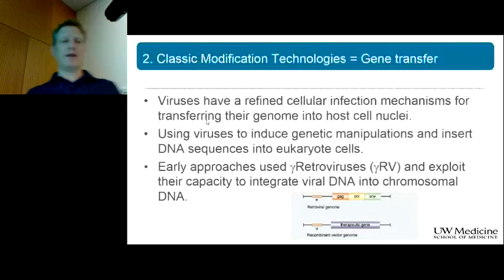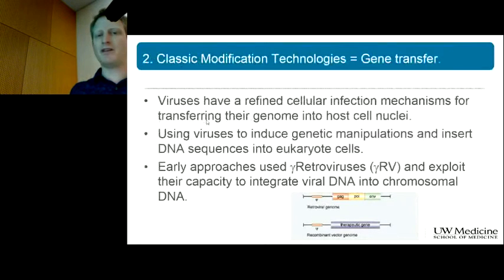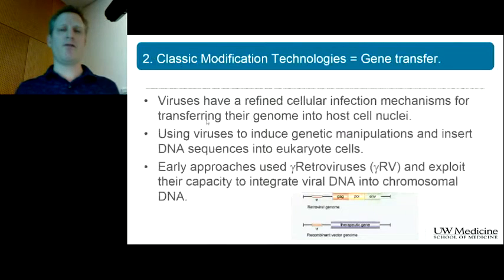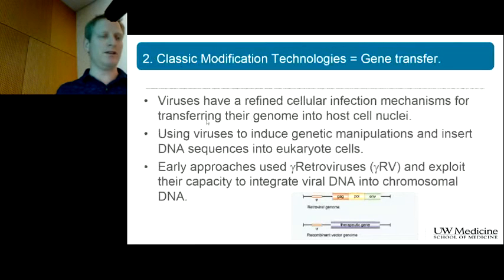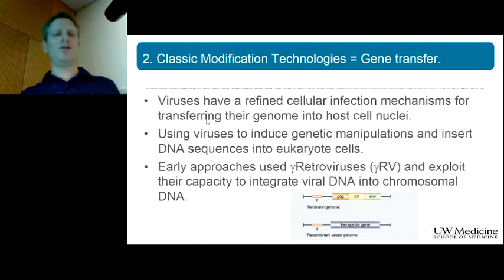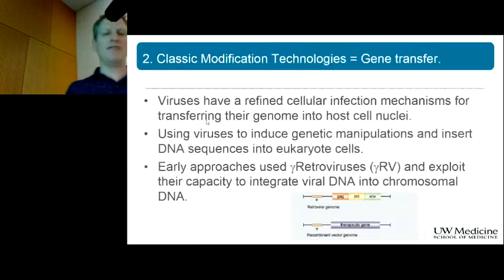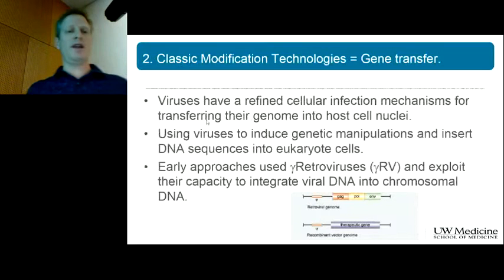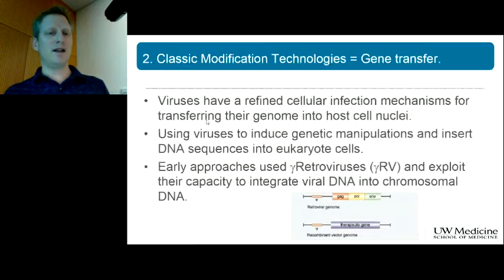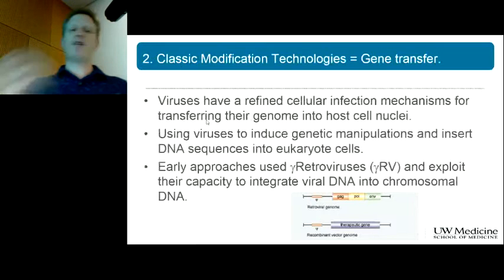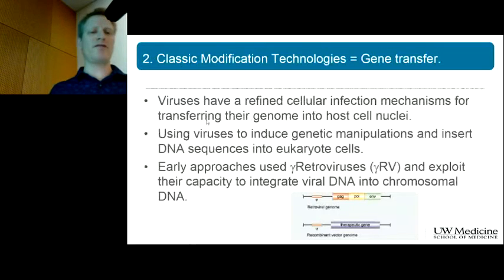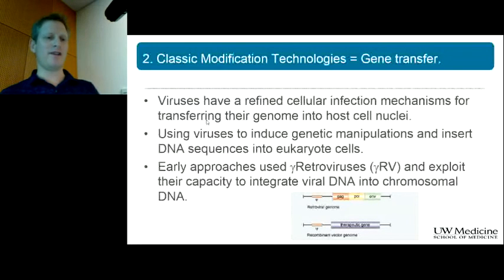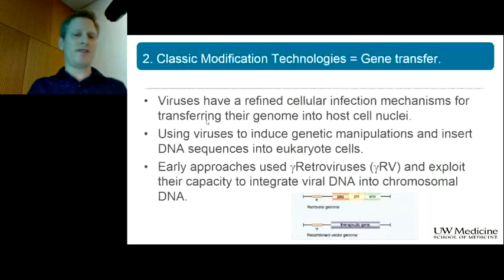And that will bring me to the next topic, which is the classic modification technologies or gene transfer. And these are the initial studies that were done with gene therapy. So obviously viruses want to proliferate, and in order to do that, they infect different cells, transfer their own genetic material inside the cell, incorporate their DNA in the host cell DNA, and then they start to proliferate, making new viruses and spreading themselves to the cells around them. So that's something the viruses can do.